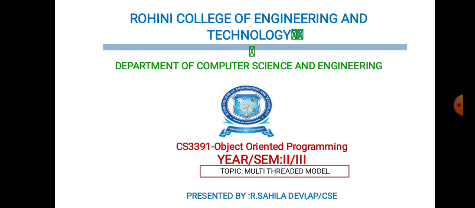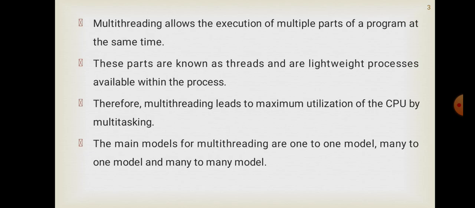Today we are going to discuss CS 3391 Object Oriented Programming. In this subject, today we are going to discuss a topic: multi-threaded models. What is the outcome of learning this particular module? On successful completion of this module, the student should be able to illustrate the concept of the multi-threaded model.